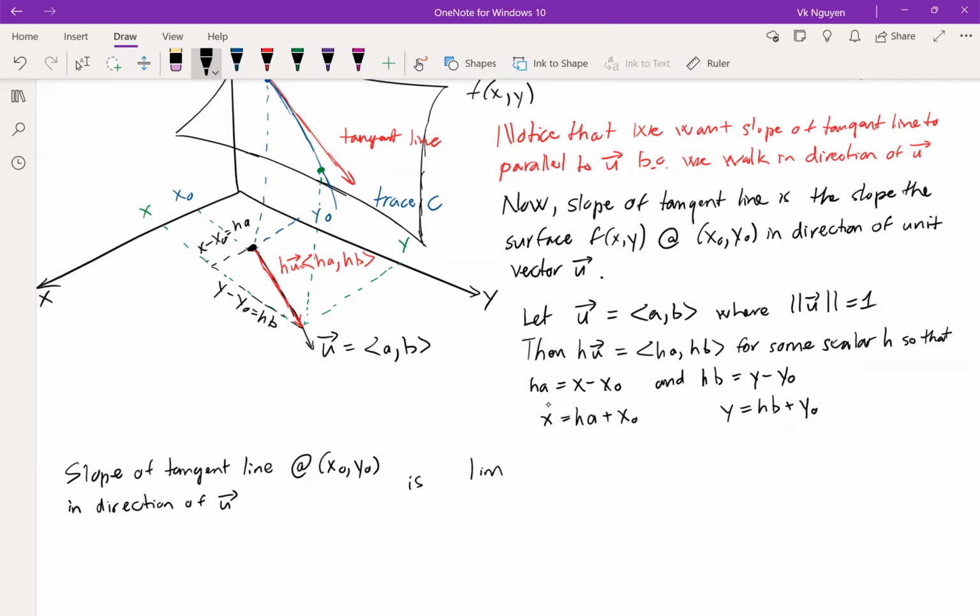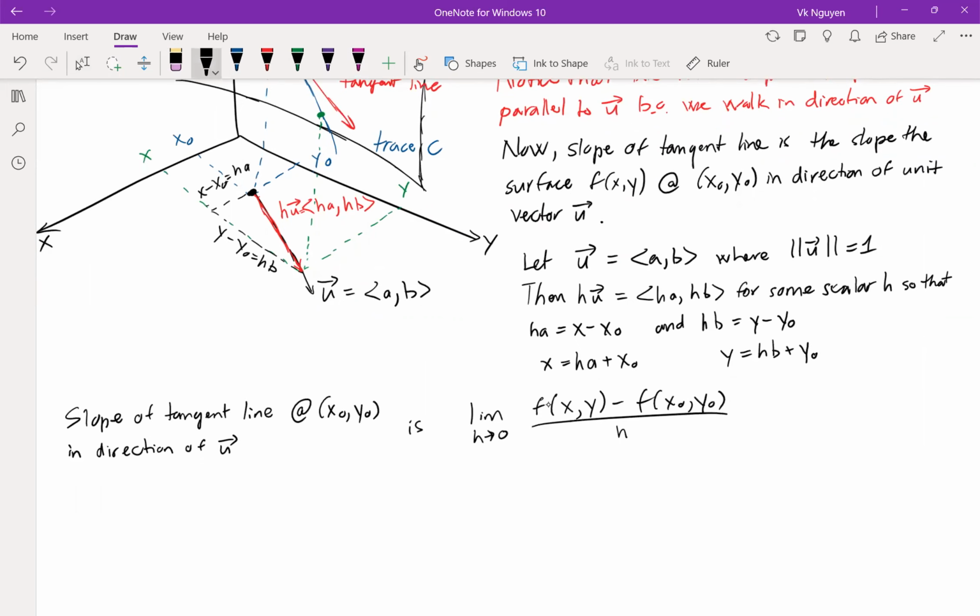Well, the slope of tangent lines is going to be a limit of the slope of the secant line. So limit h goes to 0, right? And then we know the slope of the secant line is just going to be f(x, y) minus f(x naught, y naught) over h, right?